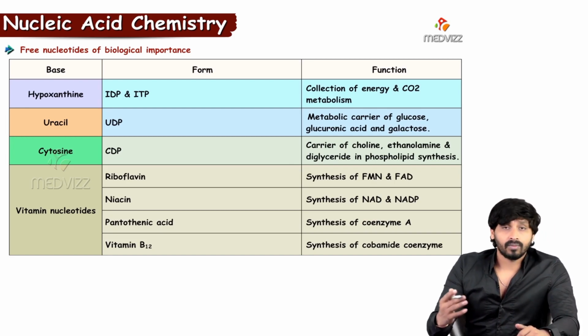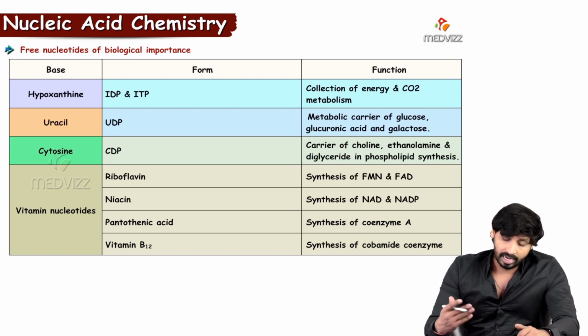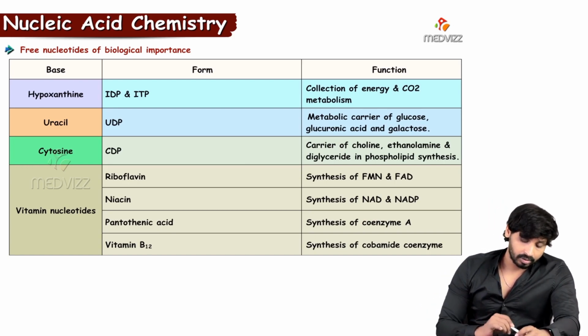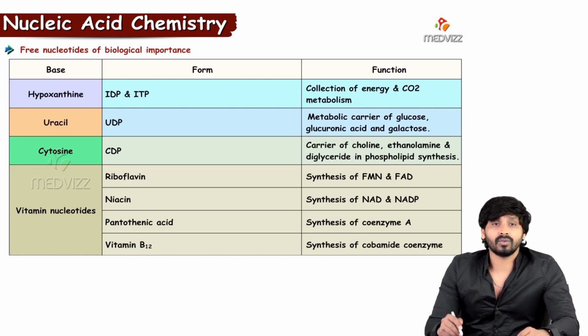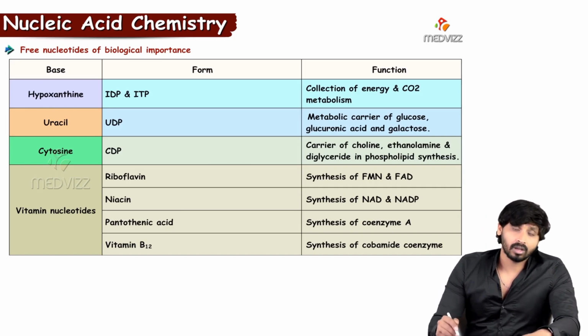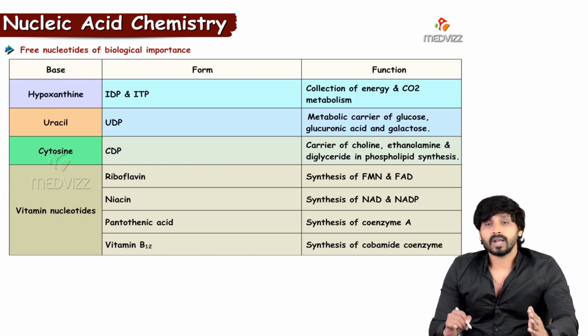Uracil, UDP, for synthesis of glycogen, and metabolism of glucuronic acid and galactose. Cytosine, CDP, carrier of choline in synthesis of glycerophospholipids, and pyrimidine synthesis. And riboflavin coenzymes: vitamin B2, a B complex vitamin, flavin mononucleotide and flavin adenine dinucleotide.